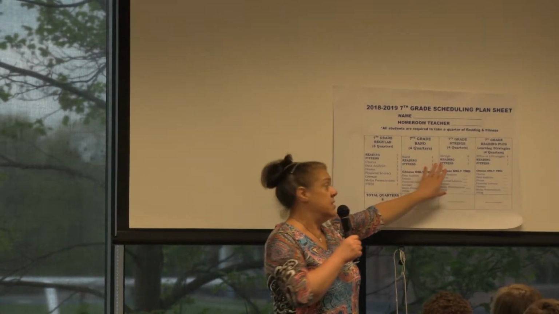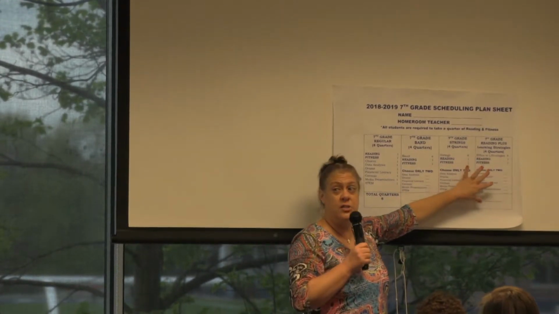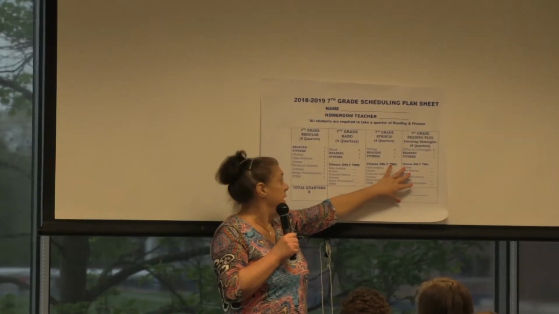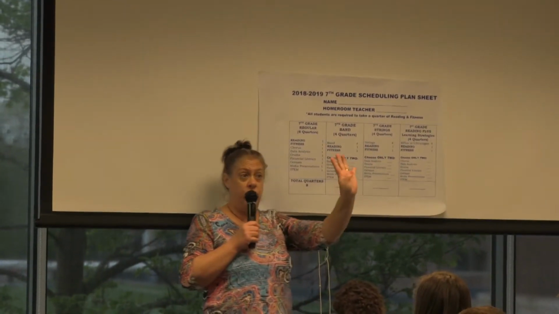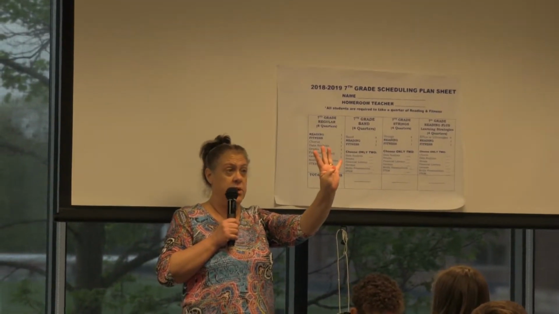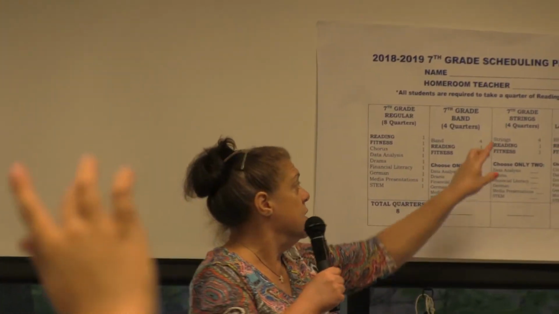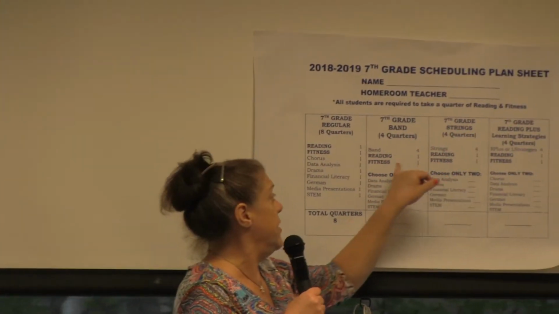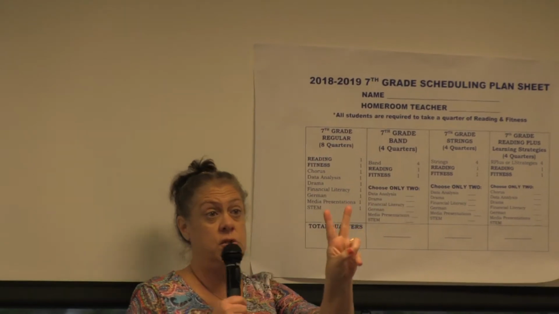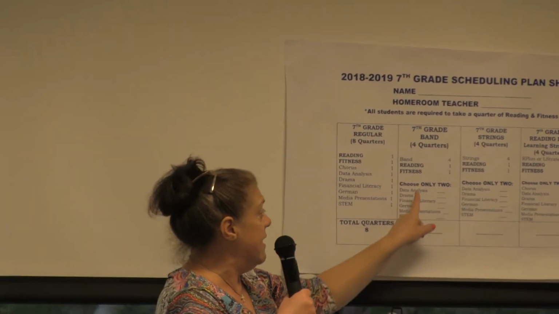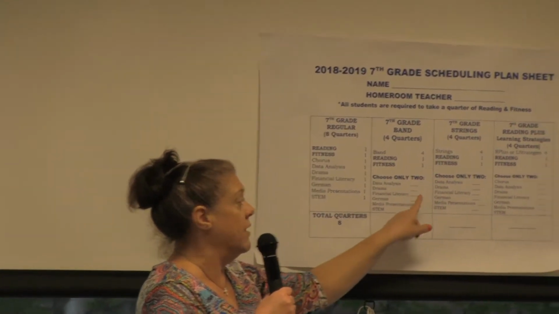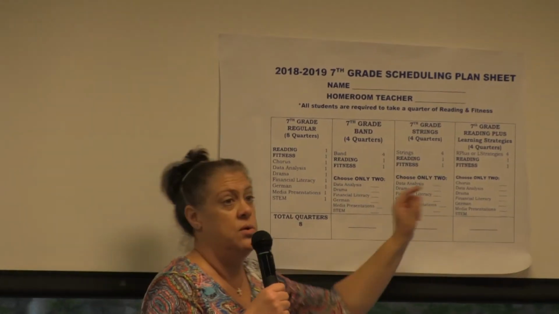Now if you're in band, strings, Reading Plus, or learning strategies, remember that's going to be 1 period, 4 quarters, already gone. So you need 1 period of 4 more quarters. 2 of those are already taken. Remember you have to take reading and fitness, so you get to choose 2 more. So look down here, and I want you to put a check mark on that line next to the 2 that you would really like to take.